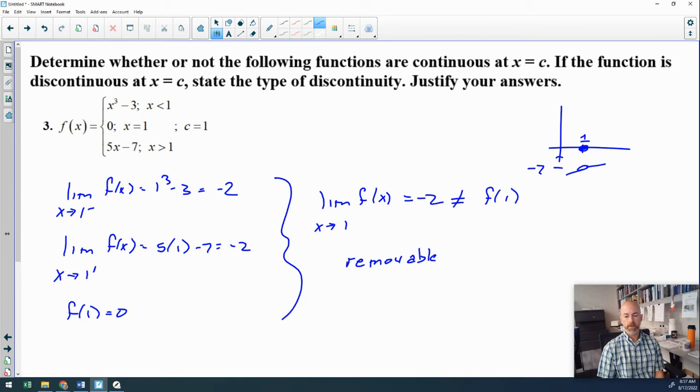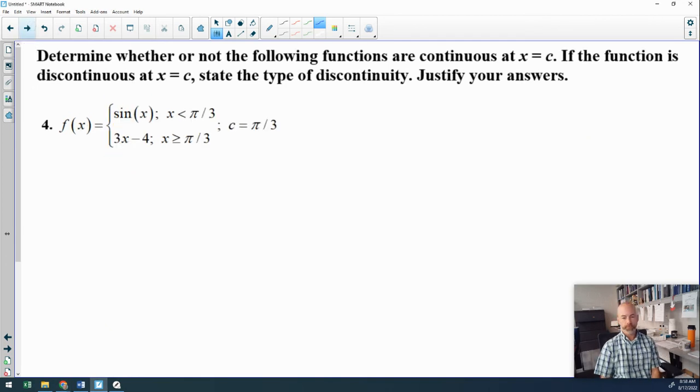Removable discontinuity. Is there supposed to be an "either"? I don't think so. Removable discontinuity at x equals 1. Pretty good there. Cool. All right, let's move on to number 4.